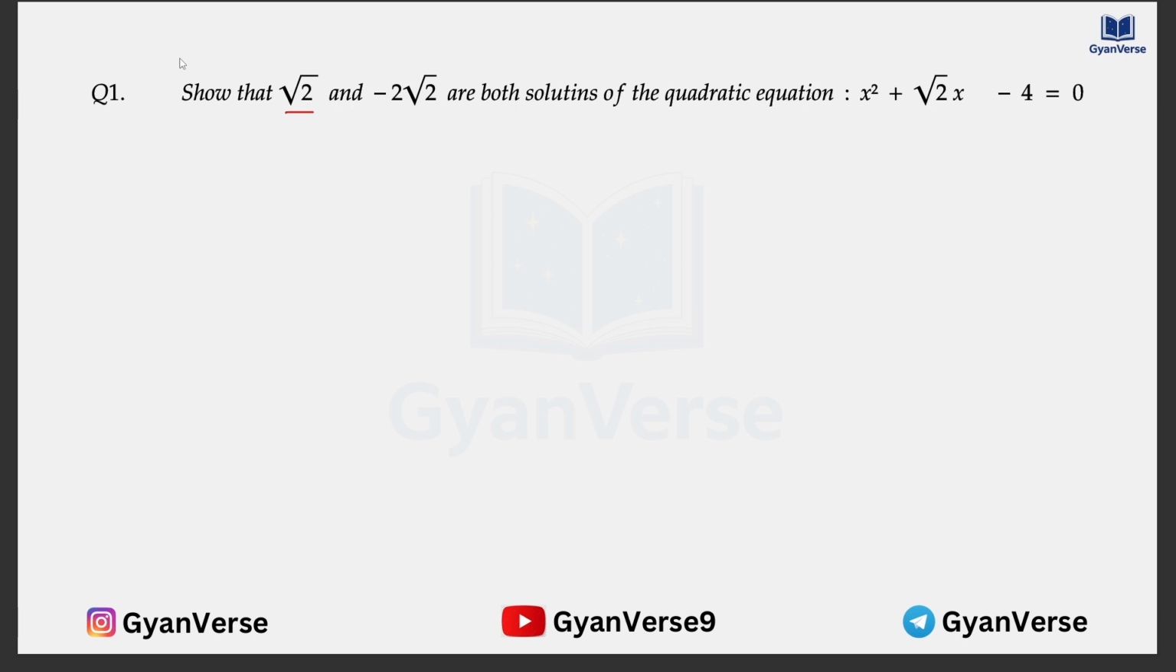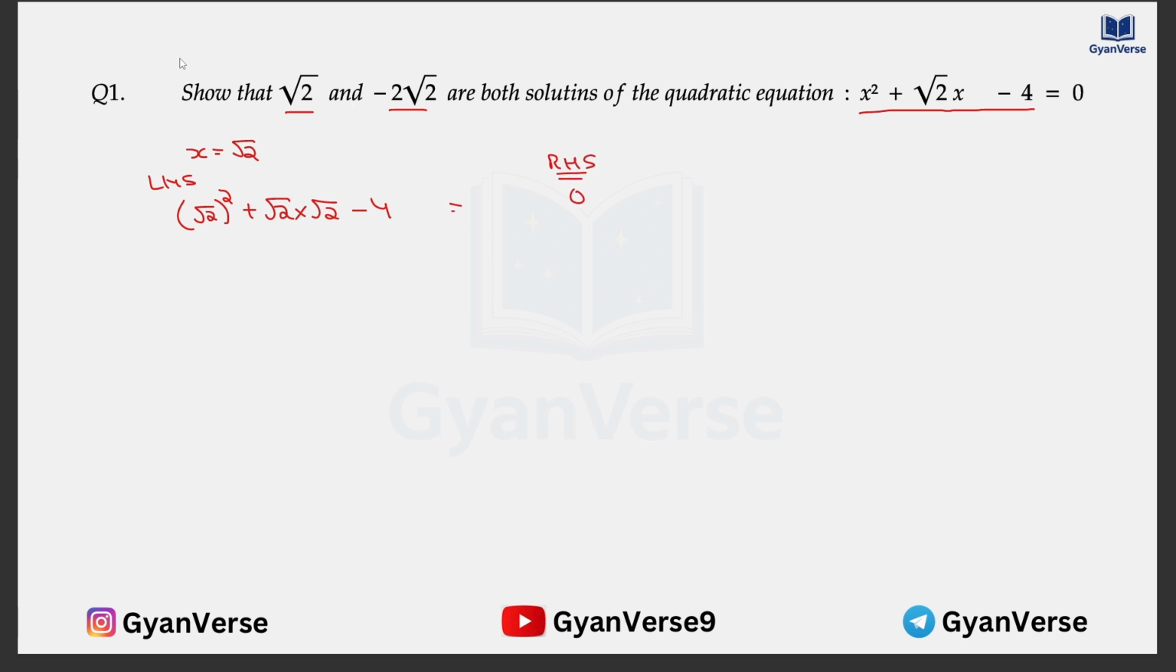Show that square root 2 and minus square root 2 are both solutions of the quadratic equation x square plus square root 2 x minus 4 equals 0. What does this mean? This means that when I put x equals square root 2 in this quadratic equation, the left hand side and the right hand side will be equal. Now we will put x equals root 2, then root 2 square plus root 2 into root 2 minus 4. This is the left hand side of the equation, right? And the right hand side is equal to 0.